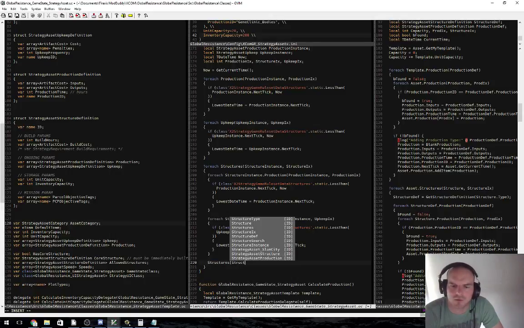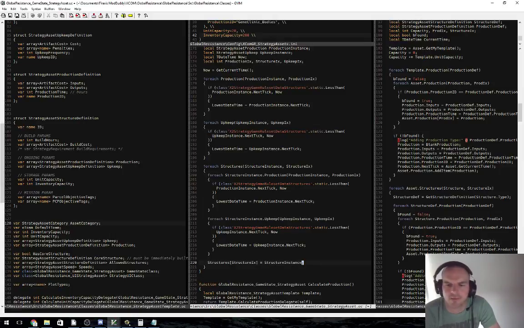Alright, structure IX equals the new structure instance. That's just the one that's guaranteed to do stuff, but all these other ones, so let's cancel these out.